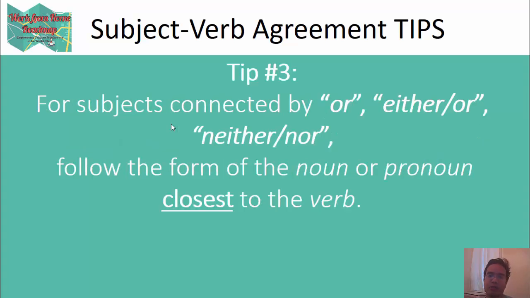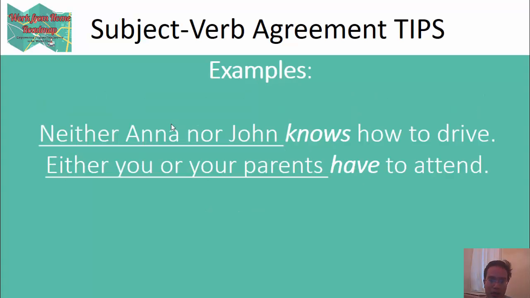Tip number 3. For subjects connected by or, either/or, neither/nor, follow the form of the noun or pronoun closest to the verb. Neither Anna nor John knows how to drive. Either you or your parents have to attend. In the first example, we're using the singular form, knows, because the closest noun is John. In the second example, we're using the plural form of the verb, which is have, because the closest noun is parents.